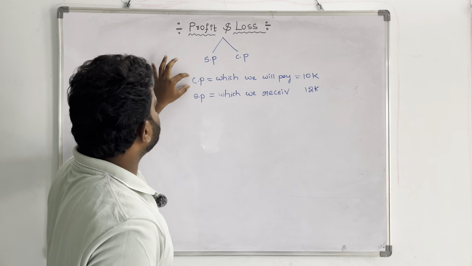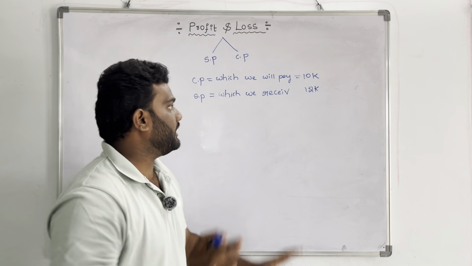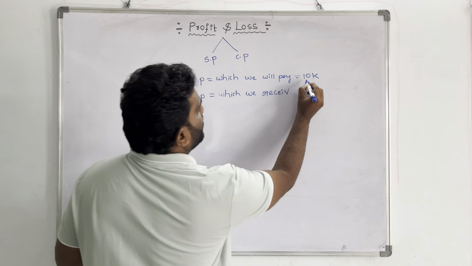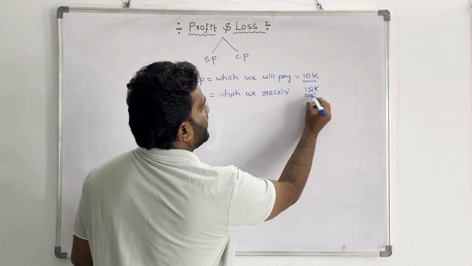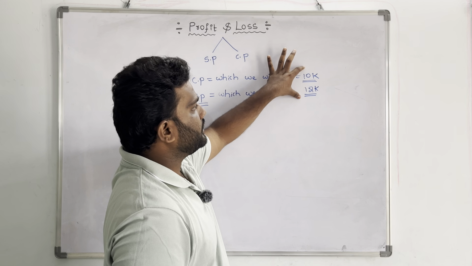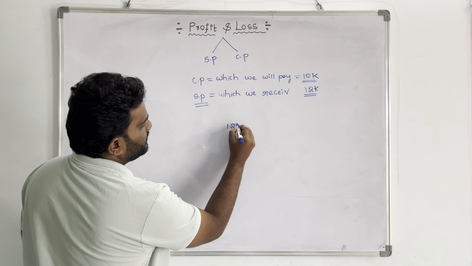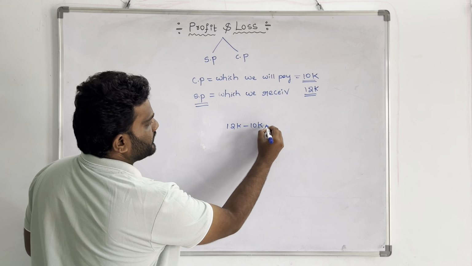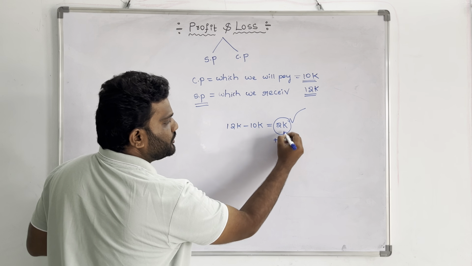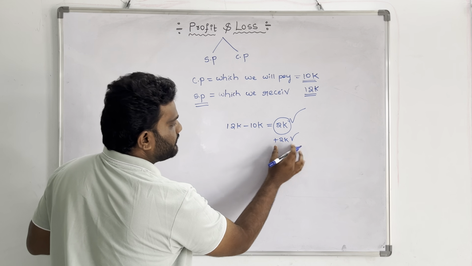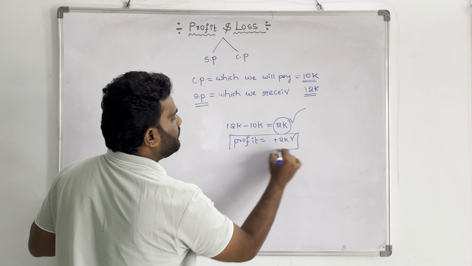Now, sir, how do cost price and selling price relate to profit and loss? Let me tell you. For example, you bought a mobile for 10k and sold it for 12k. So here you got 2k extra, correct? 12,000 minus 10,000 is 2k. The answer is positive 2k, so this 2k is nothing but profit. This is the profit you got.